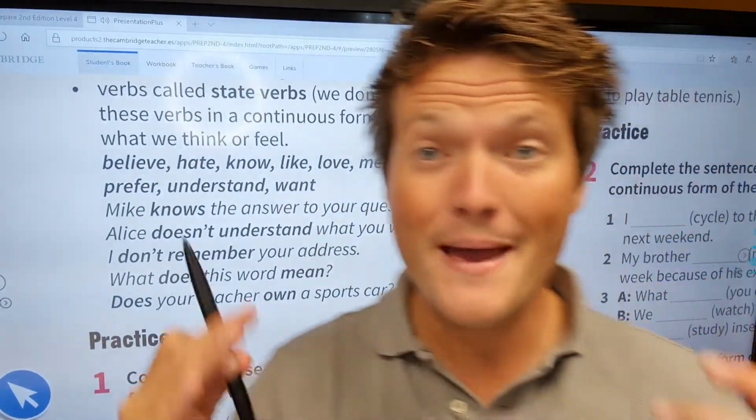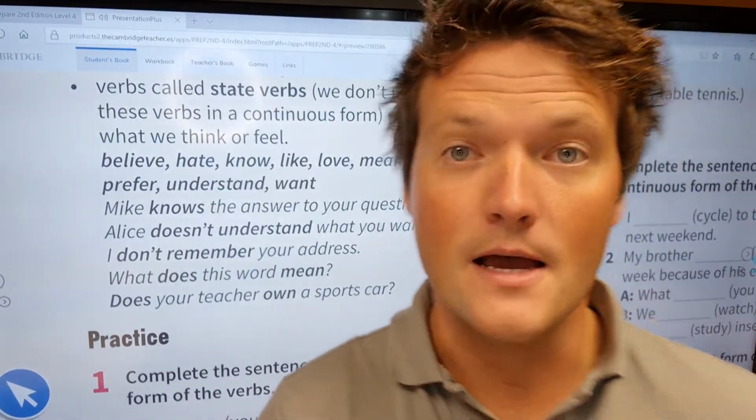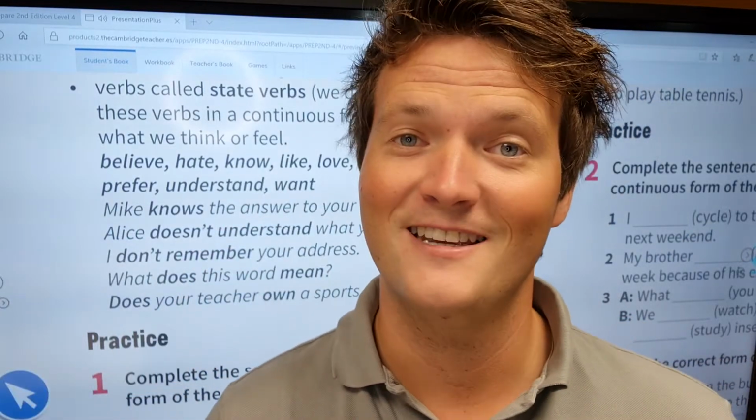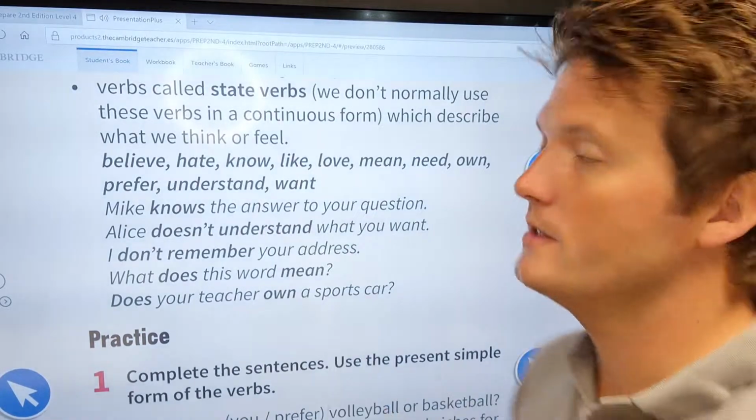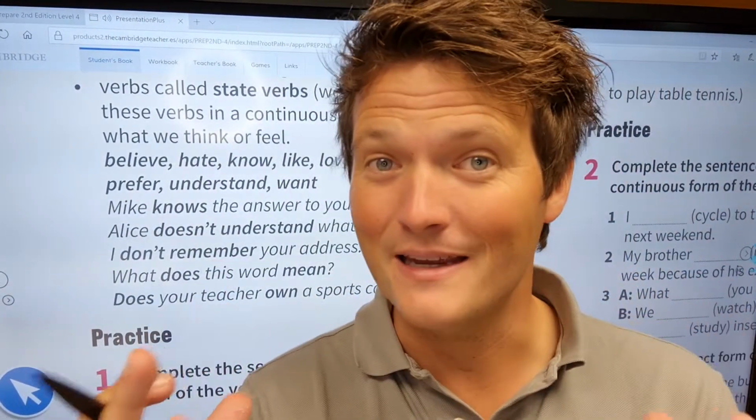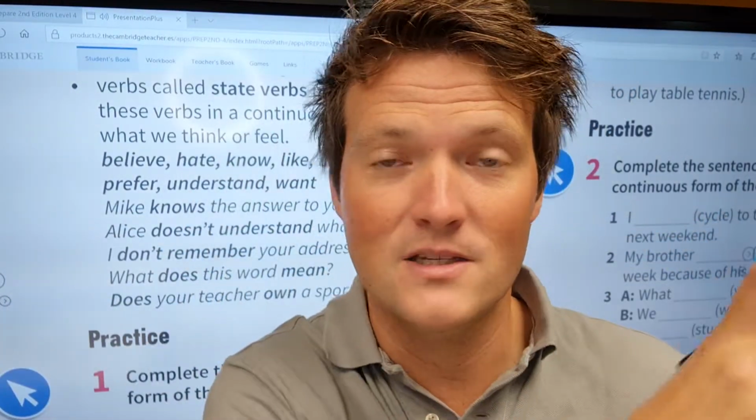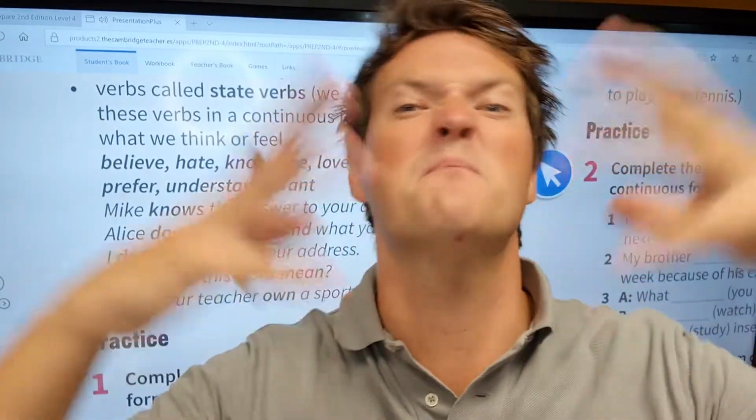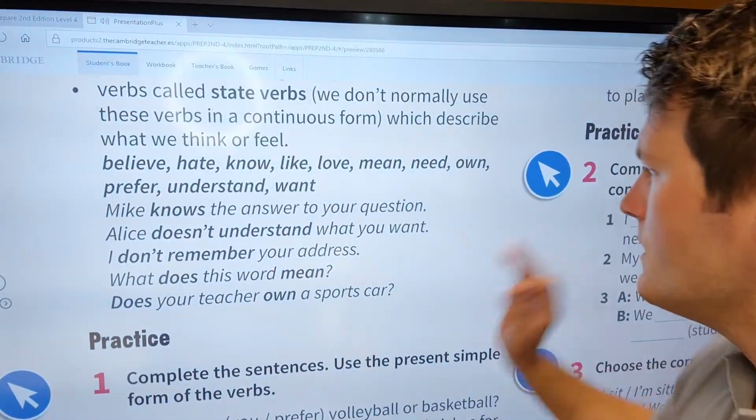Remember, I don't remember your address. I can't remember where you live. Either I can remember or I can't. In this case, I can't, right? What does this word mean? A word has a meaning. It means something, or it doesn't mean something else. But it cannot be in a situation where it is meaning something. No, that doesn't make sense.